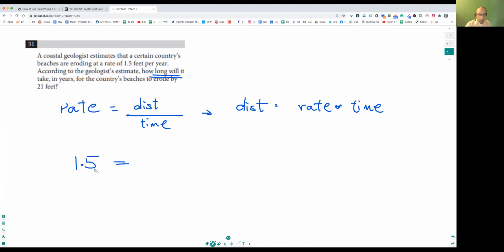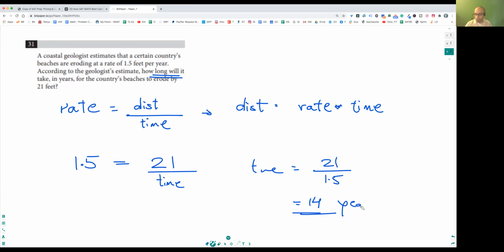Okay, so 1.5. Well done, Queenly. So okay, so distance over time. So distance, right? So it's going to be 21 over the time, and so your time will be equal to 21 over 1.5, which is going to be equal to 14, right? So that's the answer. Well done to most of you who've gotten it.